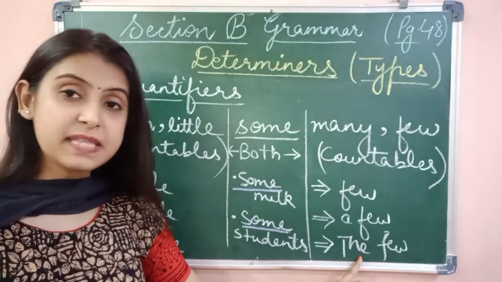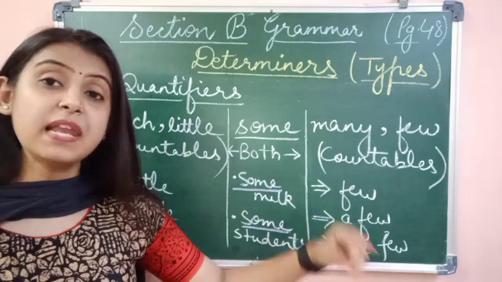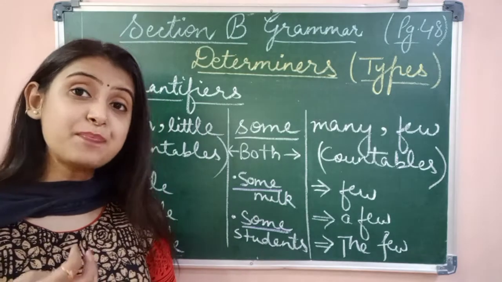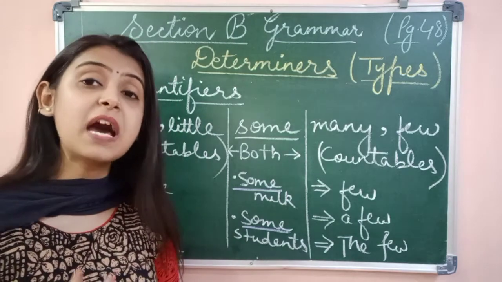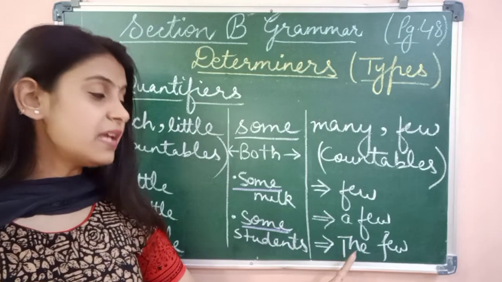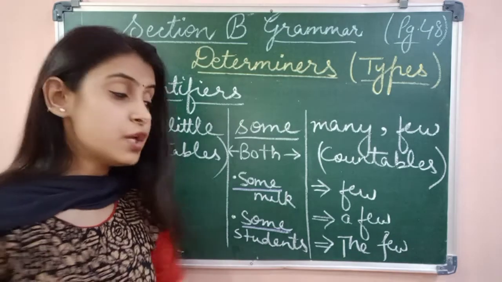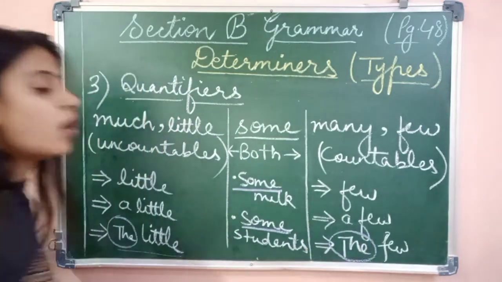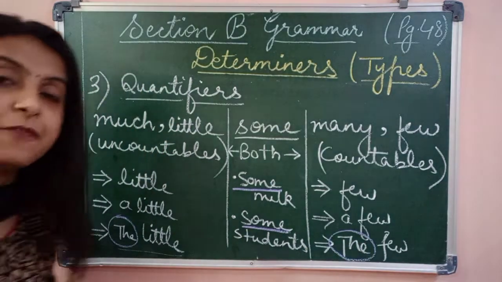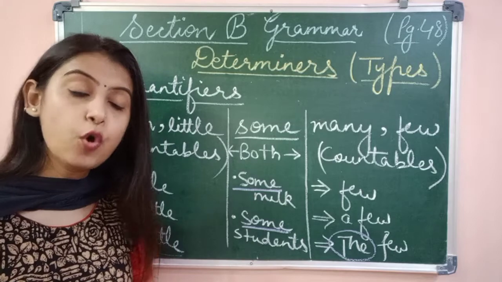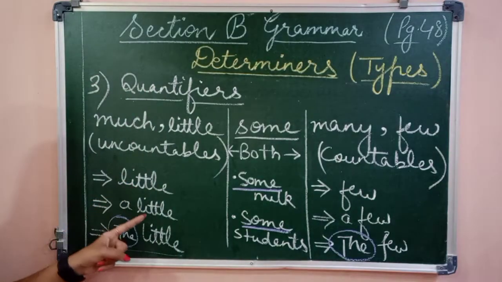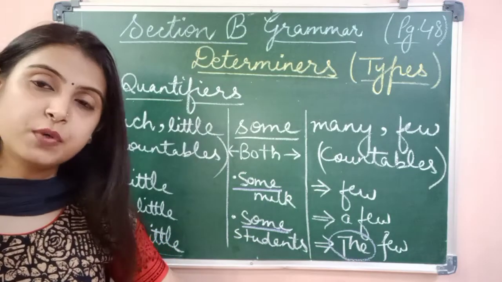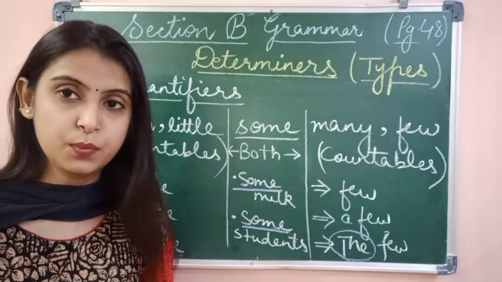But if I say the few books in the library are very, very interesting, so I am specifying, I am making the noun specific by using the few. So here also you make a note that the is always used when we specify the noun. I hope the difference between little, a little, the little and few, a few and the few is very much clear to you. Fine.